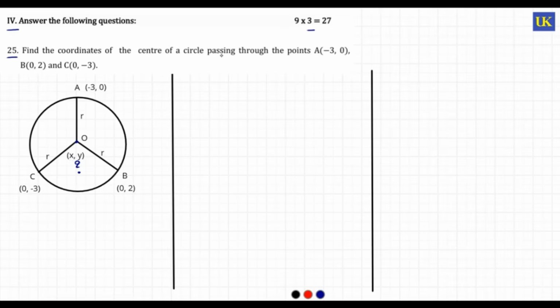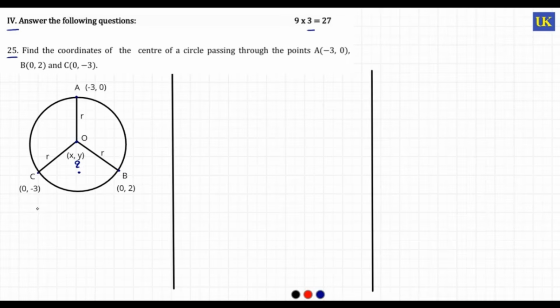And this circle passes through the points A, B and C. So there are 3 points which they have given, A point, B point and C point. The circle passes through these 3 points, and they have given the coordinates of these 3 points. Now we have to find the coordinates of the center of the circle, which we have named as O. We have to find the value of x and y.